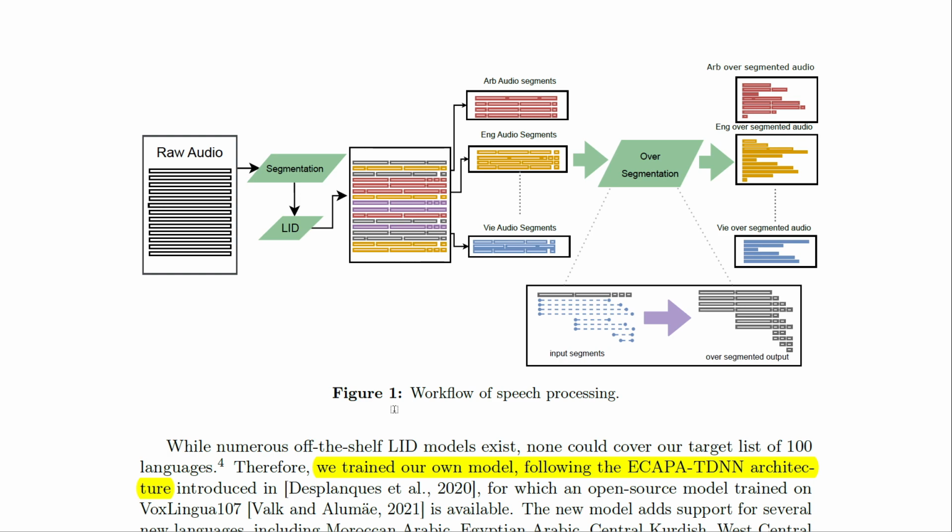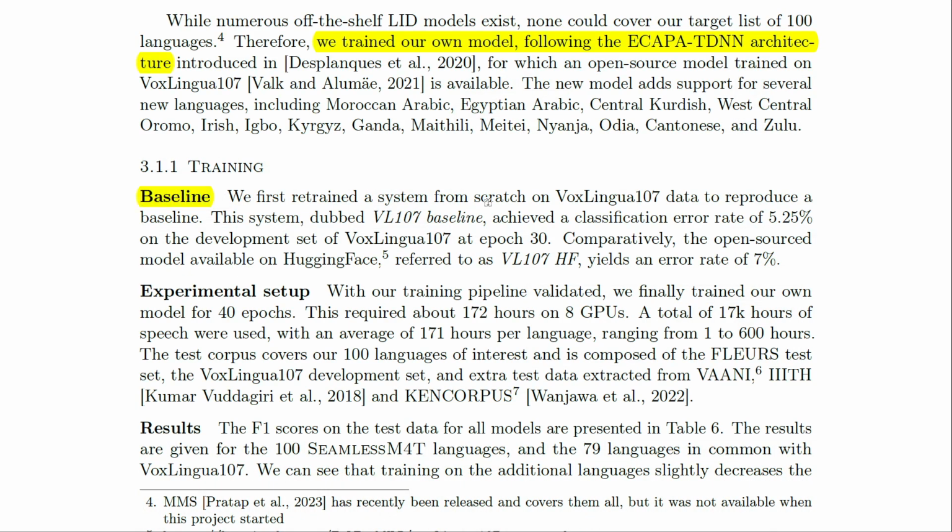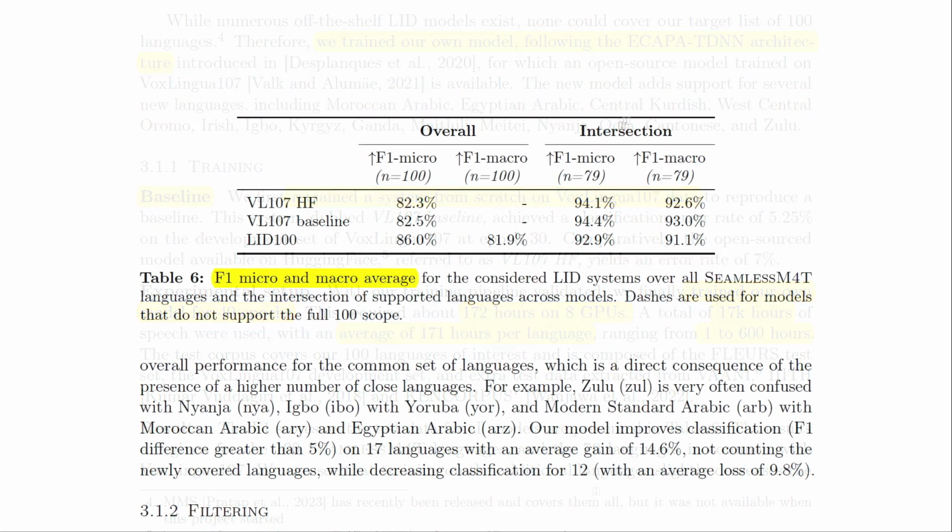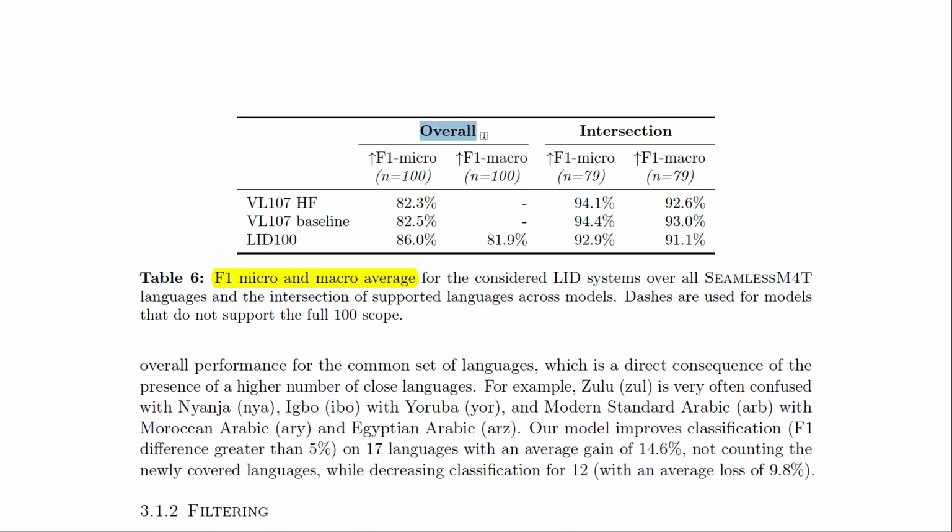And training a robust LID model involves a series of steps. First, they retrain a system from scratch on VoxLingua107 data to establish a baseline. With the pipeline validated, they trained the model for 40 epochs, requiring approximately 172 hours on 8 GPUs. In total, 17 hours of speech data was used, with an average of 171 hours per language, spanning from 1 to 600 hours. The F1 scores on the test data reveal the model's performance.